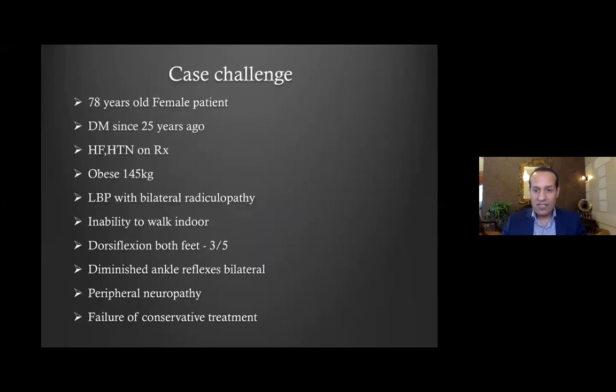So I would like just to show this challenging case that we can do in both techniques, but what I did. So it's a 78 years old. She has all that you can think of from comorbidities. And she came with inability to walk. Dorsiflexion of both feet 3/5, and she has severe peripheral neuropathy, but she cannot walk. And she's 78 years, she has all the morbidities, and this is the MRI.